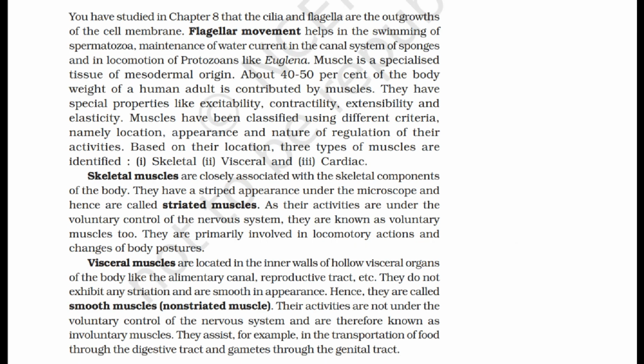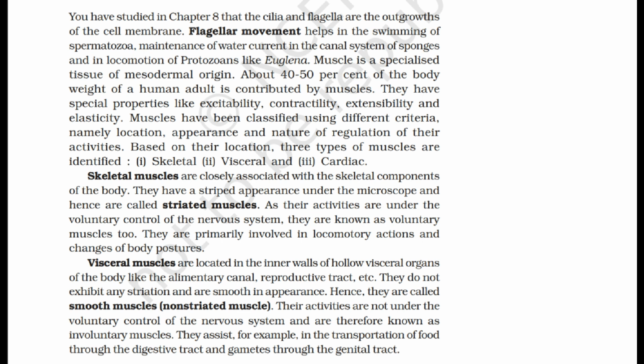Muscle. You have studied in Chapter 8 that the cilia and flagella are the outgrowths of the cell membrane. Flagellar movement helps in the swimming of spermatozoa, maintenance of water current in the canal system of sponges, and in locomotion of protozoans like Euglena. Muscle is a specialized tissue of mesodermal origin. About 40 to 50% of the body weight of a human adult is contributed by muscles. They have special properties like excitability, contractility, extensibility, and elasticity.